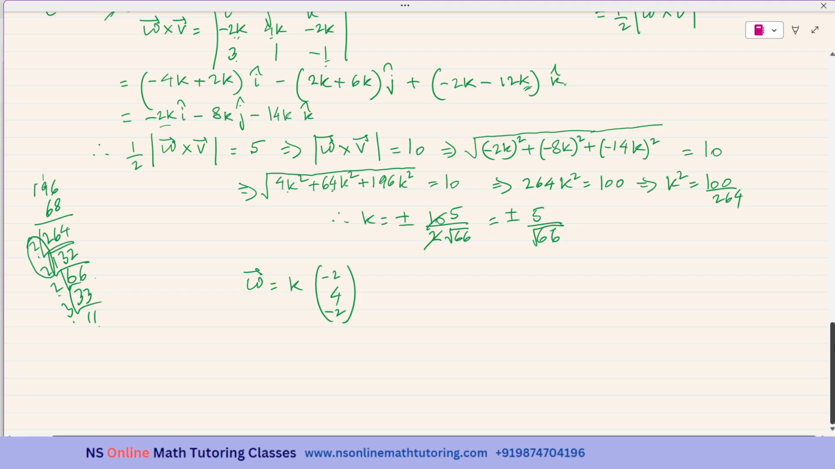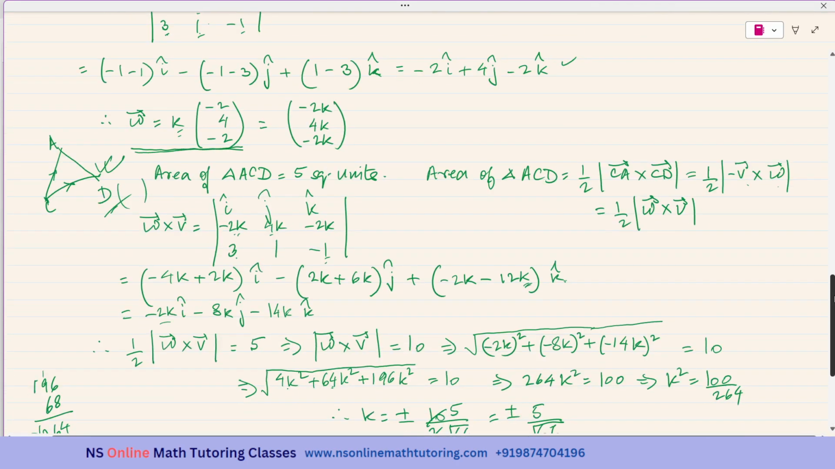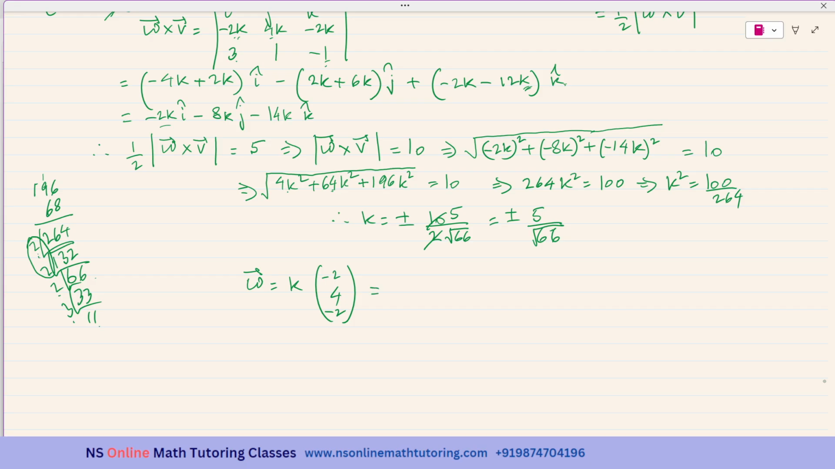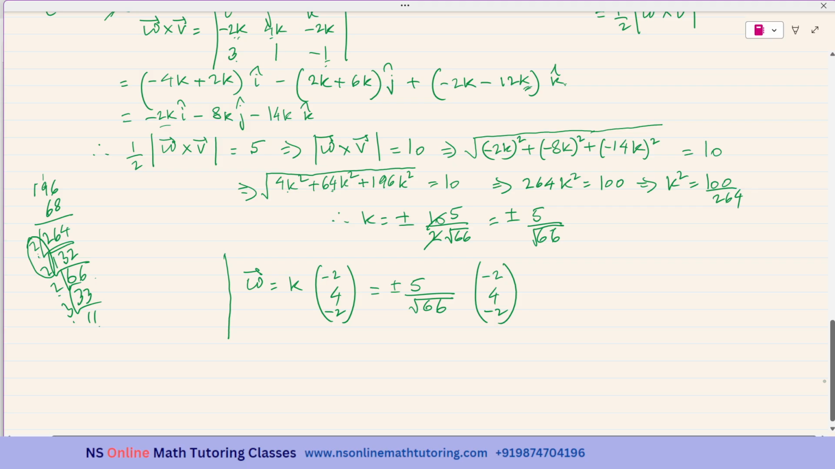Let me see once more. Negative 2, k, 4 and negative 2. Yeah. So k is equal to plus minus 5 over root 66, and negative 2, 4 and negative 2. So I'm getting two vector expressions for W. One is with plus 5 over root 66, negative 2, 4 and negative 2, and the second one is negative 5 over root 66, negative 2, 4 and negative 2. So these are the two vector expressions for the vector W.